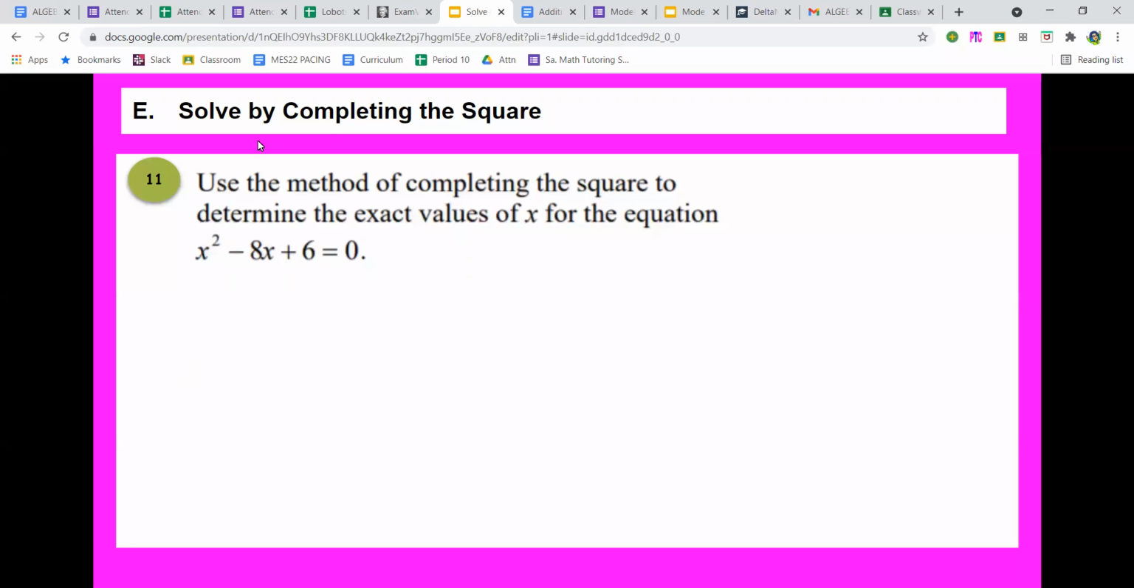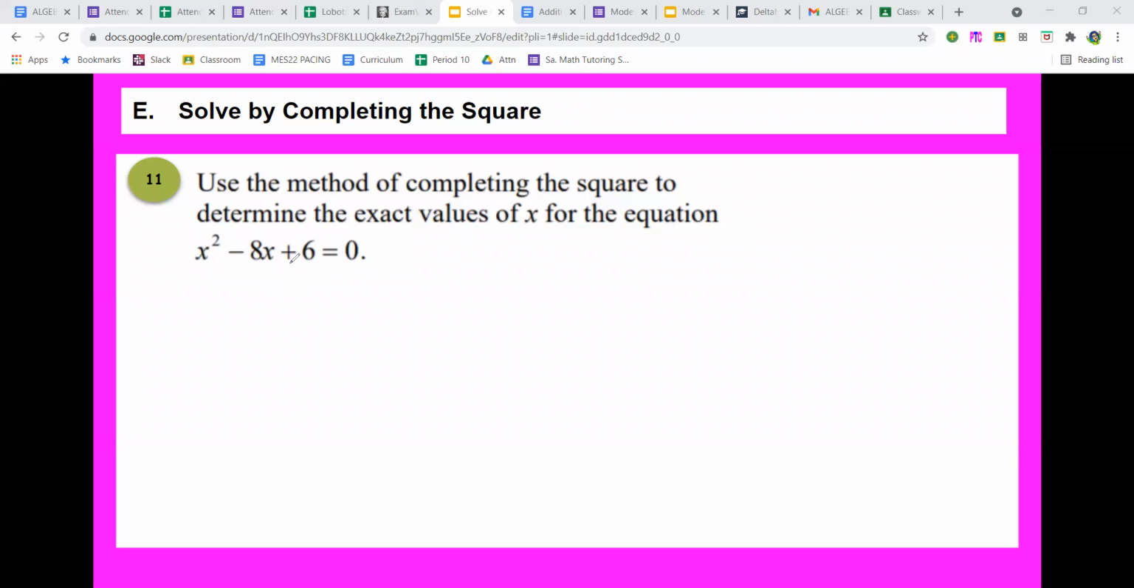For problem number 11, we'll be solving using the completing the square method. When we do this, we want to make sure that our leading coefficient is 1. If it's not 1, we want to divide out that leading coefficient. So for example, if there was a leading coefficient here of 2, we would divide everything by 2 to get rid of that leading coefficient. That's not the case here, so we can begin as we would like.